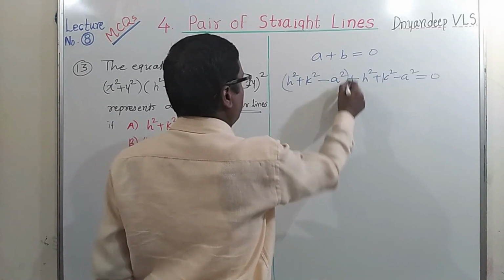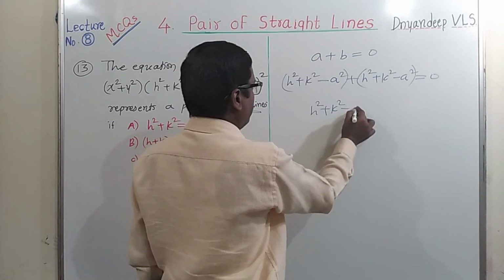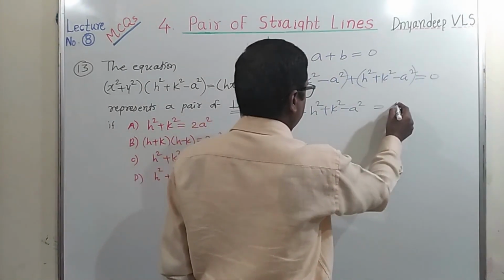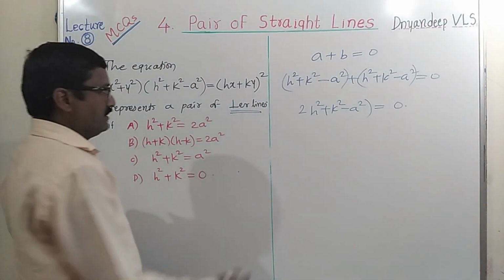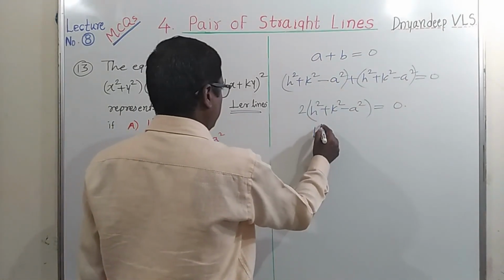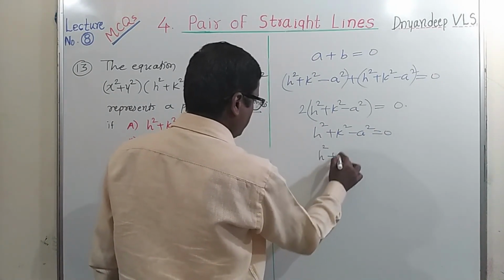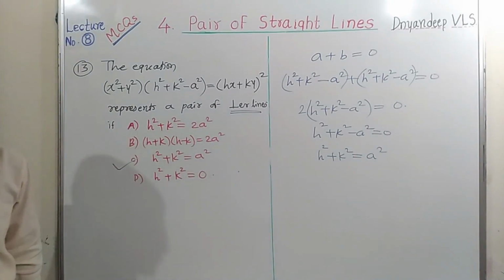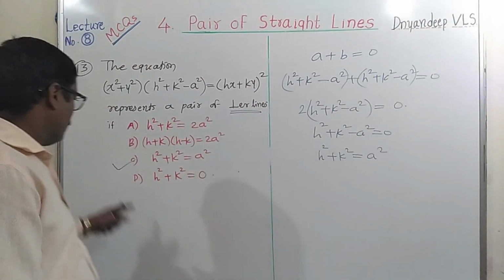It is nothing but the sum of the same number h square plus k square minus a square. It is twice that is equal to 0. So once again, cancelling these two, we get h square plus k square minus a square equal to 0. That is h square plus k square is equal to a square. So answer C is correct. Okay, very simple. Just use the condition of perpendicular lines, simplify it, you will get the option C.